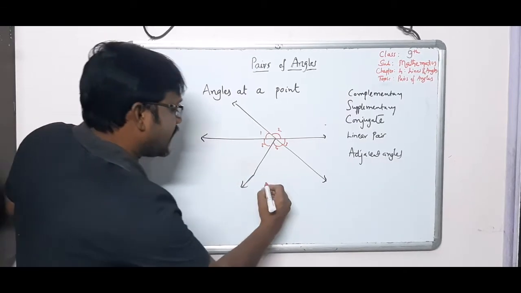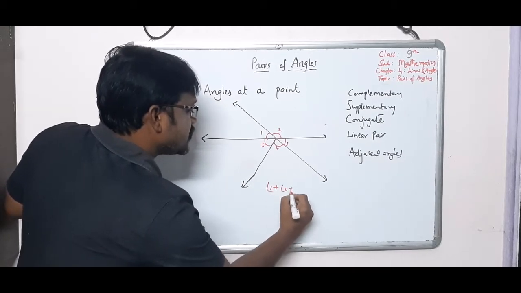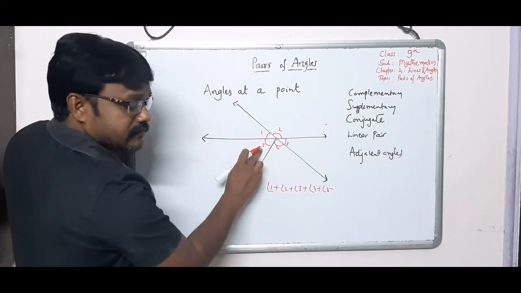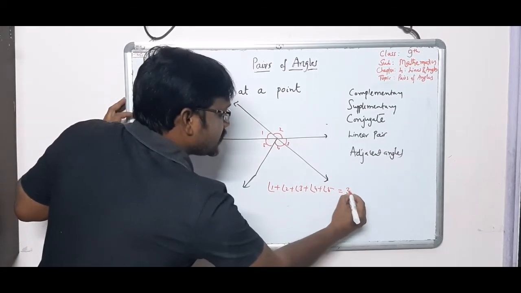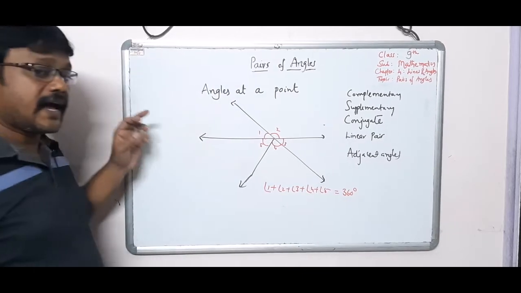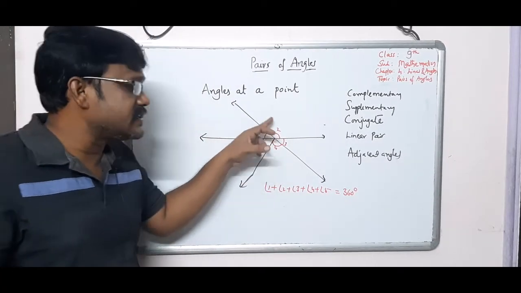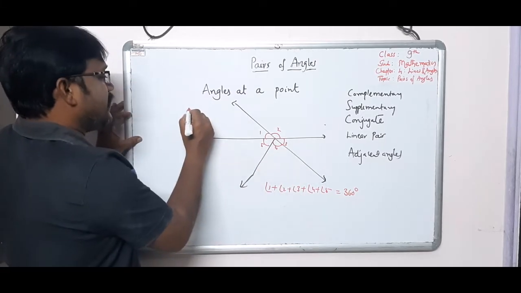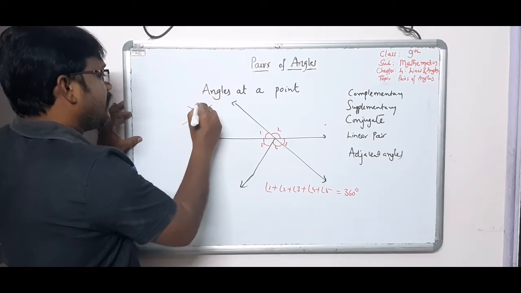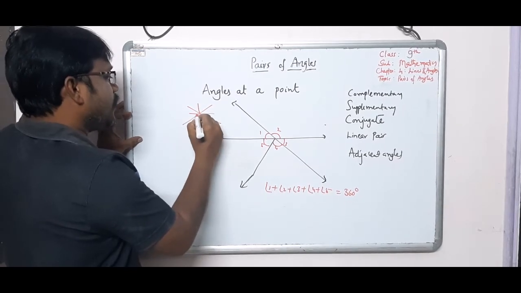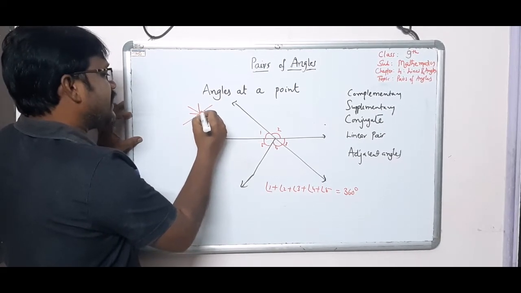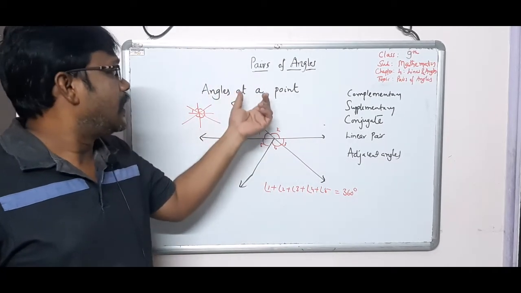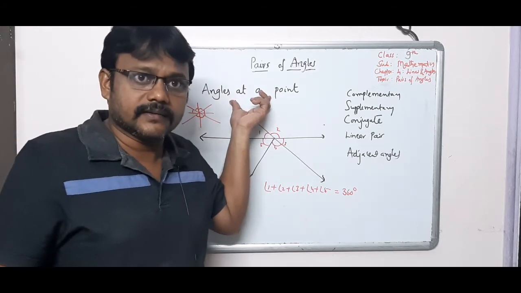If we add all these angles, angle 1 plus angle 2 plus angle 3 up to angle 5, it is equal to 360 degrees. So angles around a point always sum up to 360 degrees. You can have any number of angles like this. Suppose I have so many angles around a point. If you add all these angles, you will get 360 degrees. That's what angles at a point are.